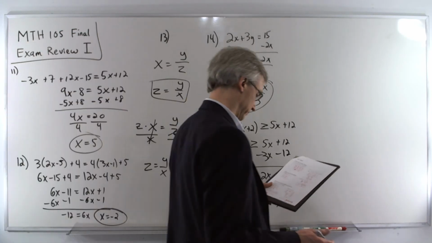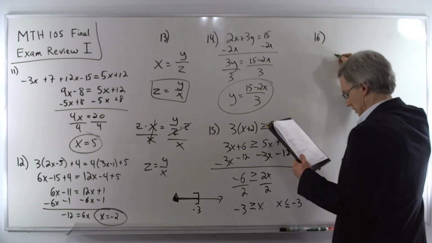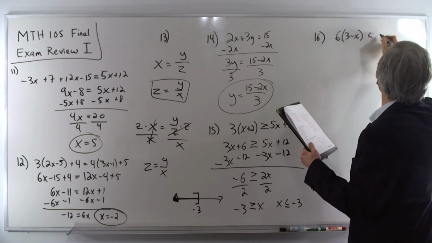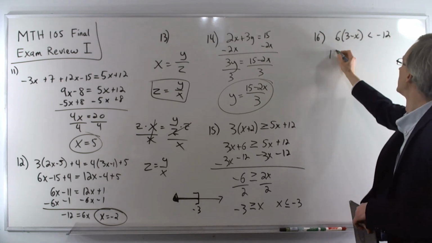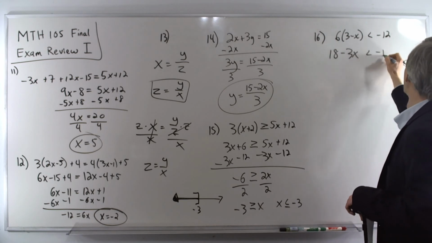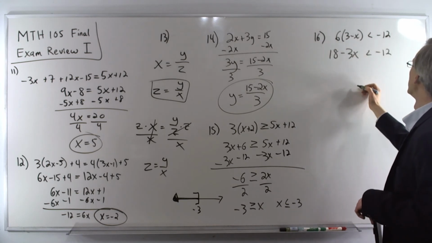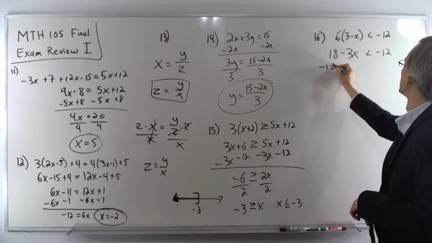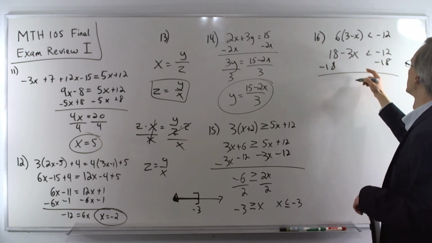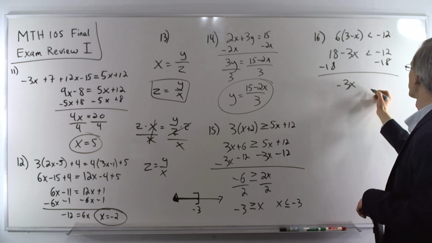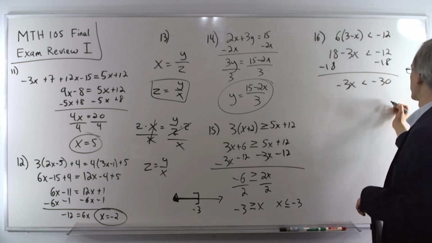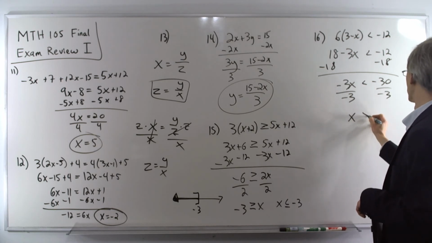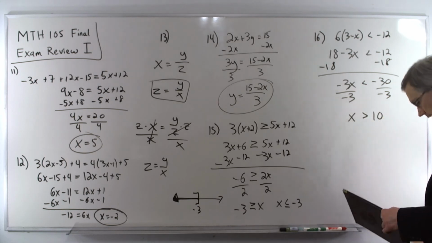Number 16. Distributing. Now, I think I'm just going to go ahead and subtract 18 from both sides. Right, this stays negative, so we got -3x less than -30. Divide by -3. And now this time we will have to change the direction. Maybe x is greater than 10.